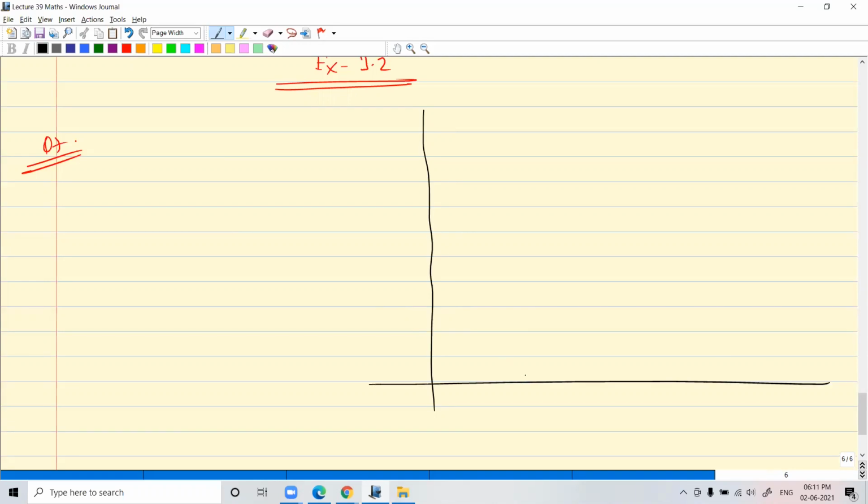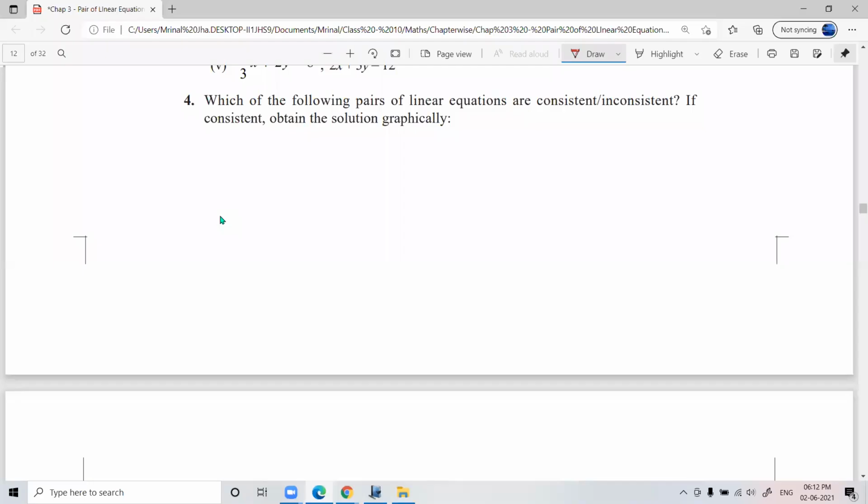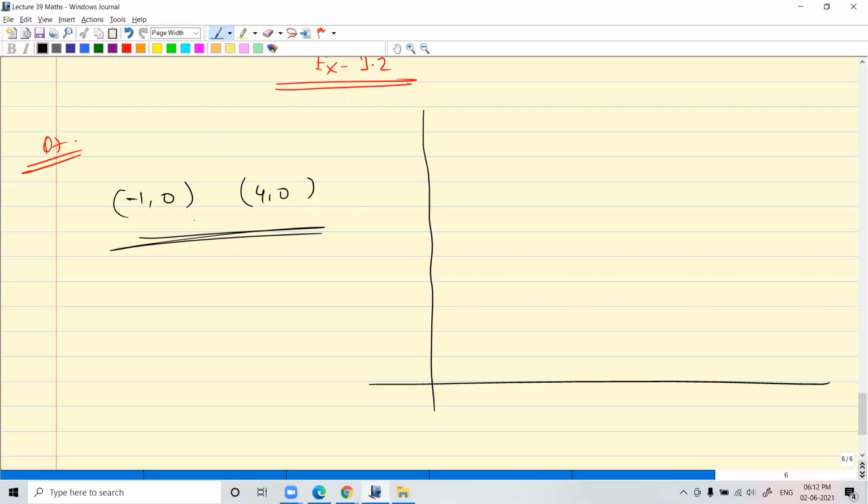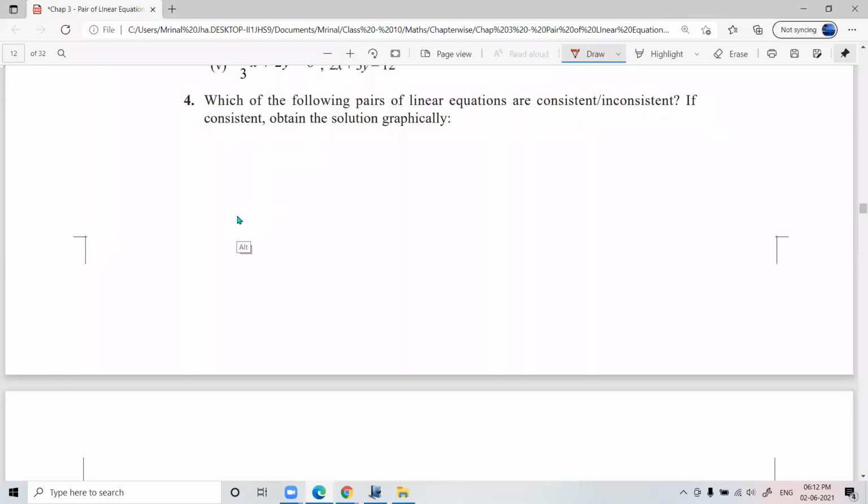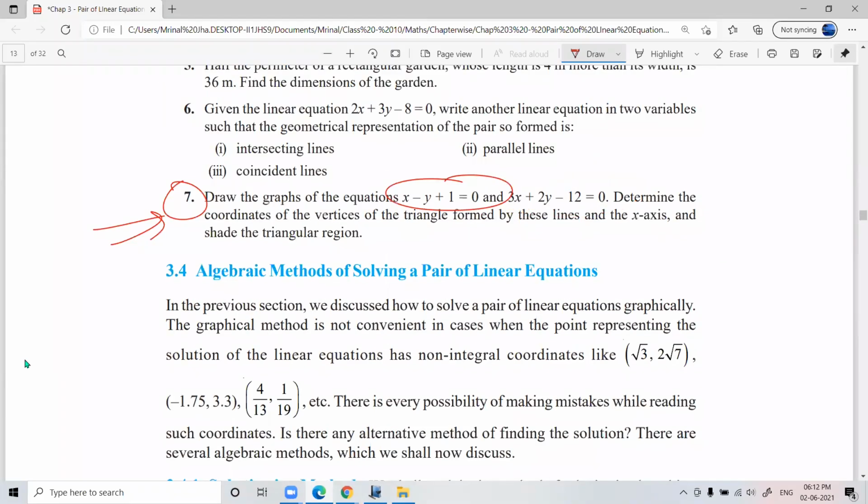Tell me what are the points you got? Minus 1, comma 0. 4, comma 0. This is for the first equation. No, no, no. Here they are not asking you to just find the solution, okay? They are asking for the coordinates of the triangle. So just give me the points for this equation first. What points did you find? You would have found 2 points to draw the graph, no?